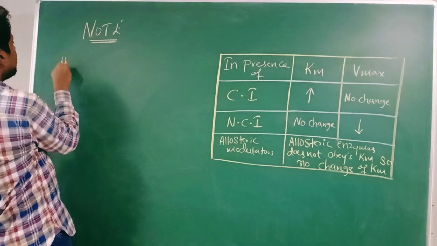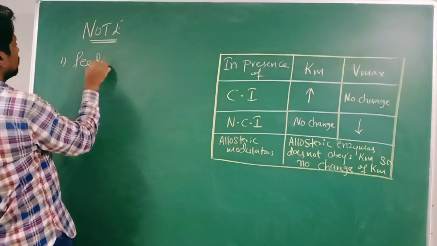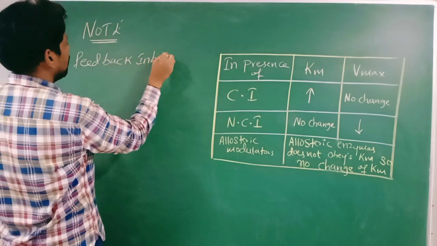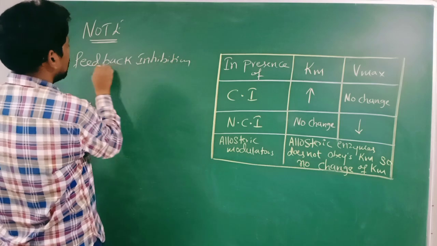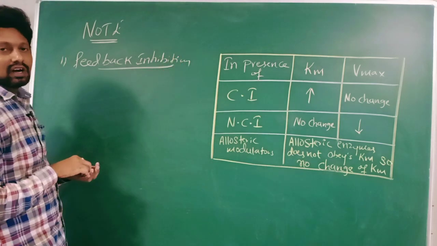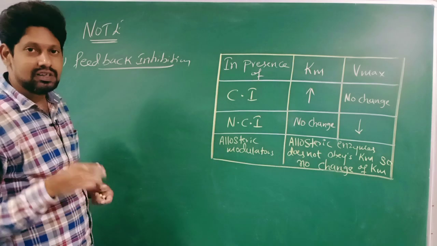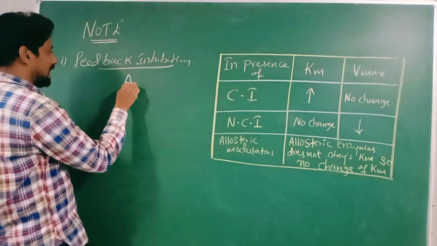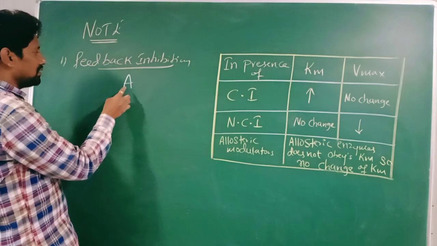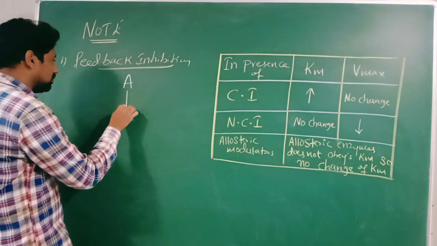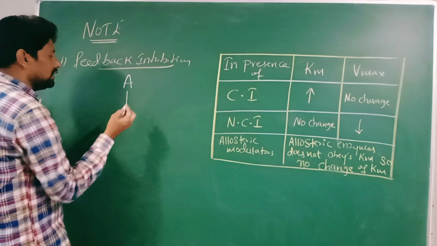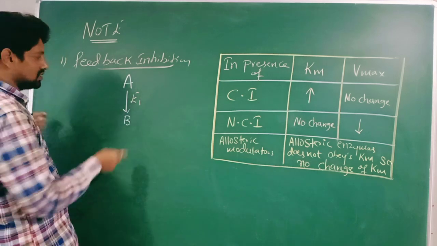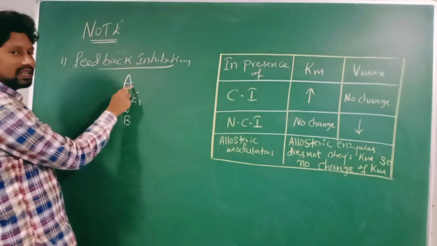Number 1, feedback inhibition. What is it, sir? Feedback inhibition. Take a series of chemical reactions. What does a series of chemical reactions mean? See here. A is the substrate. It is converted into B in the presence of one enzyme by name E1.